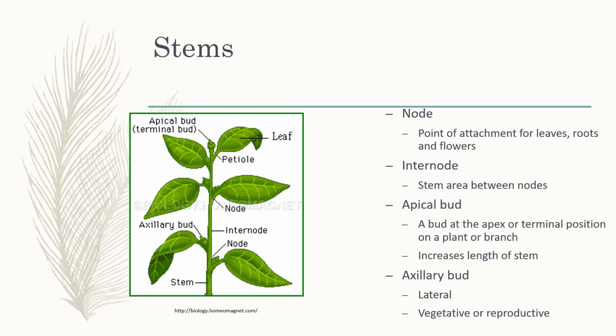A node is a point of attachment where leaves, roots, and flowers will grow. An internode is the stem area between the nodes. An apical bud is the bud at the terminal position on a plant or a branch. It increases the length of the stem. And the axillary bud is a lateral bud, and you can see it's at the base of that leaf, and it can be vegetative or reproductive.